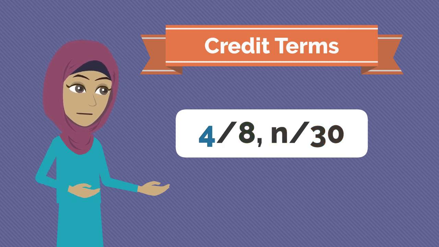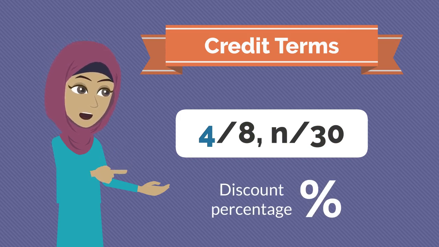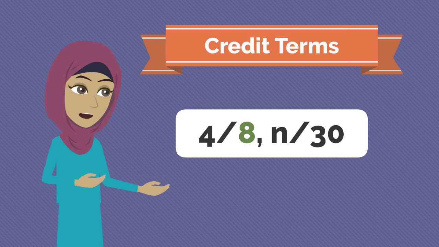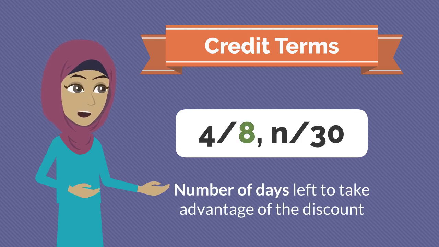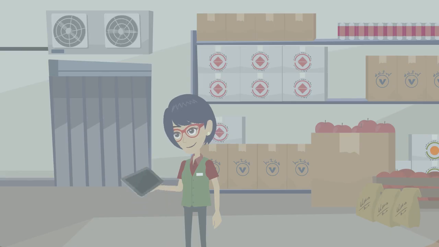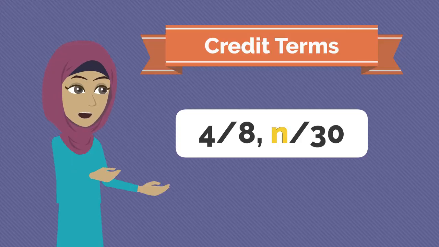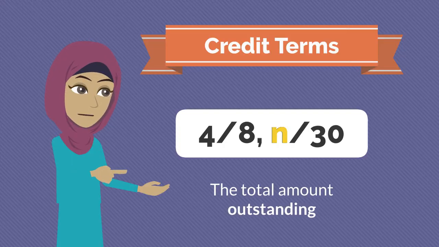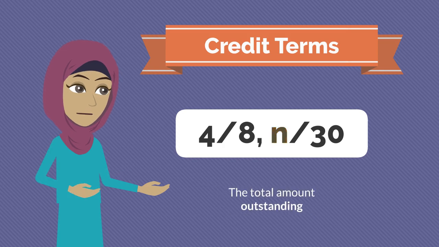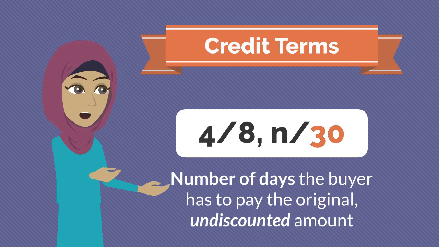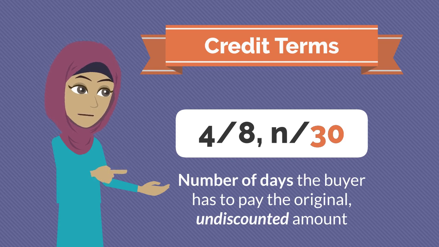The numerator in the first fraction refers to the discount percentage offered by the seller. The denominator refers to the number of days left to take advantage of the discount. This number is calculated from the invoice date. The N in the second fraction stands for net, meaning the total amount outstanding. The denominator indicates the number of days the buyer has to pay the original undiscounted amount.